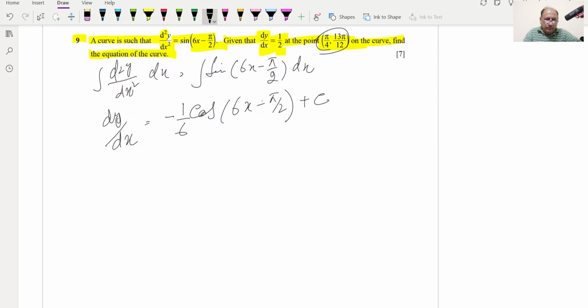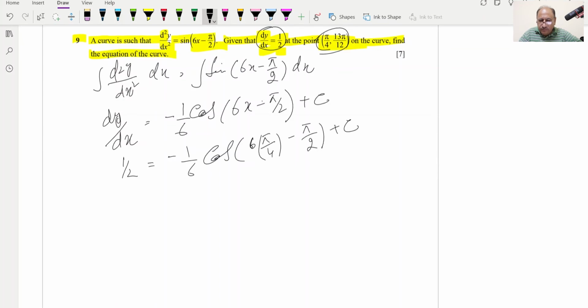So now we will replace the dy by dx value, which is given, so we'll write 1 by 2 equal to minus 1 over 6 cos of 6 times pi by 4 minus pi by 2, plus c. And yes, we have to simplify this.